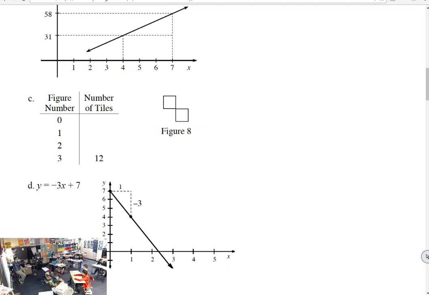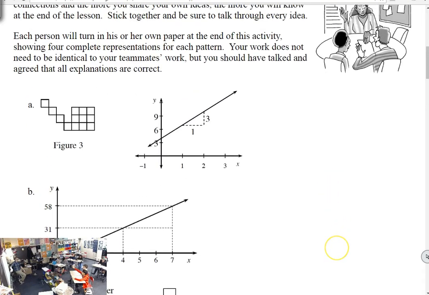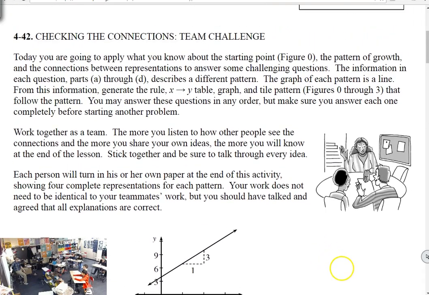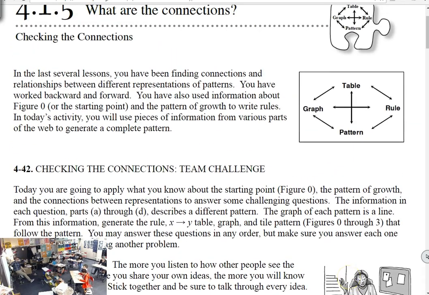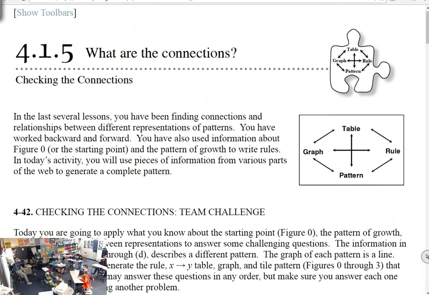Does that make sense? I have a lot of faces that are scrunchy. Yeah, that sort of work. And if you already did the homework, then yeah, totally, of course. So in your book, if you forget the 4 ways, here's your 4 ways. The rule is the equation, right? Pattern, table, and graph.